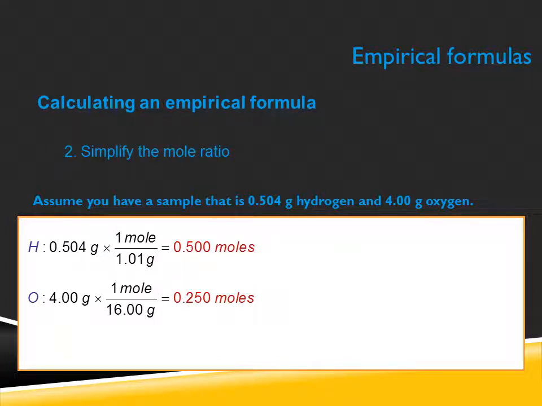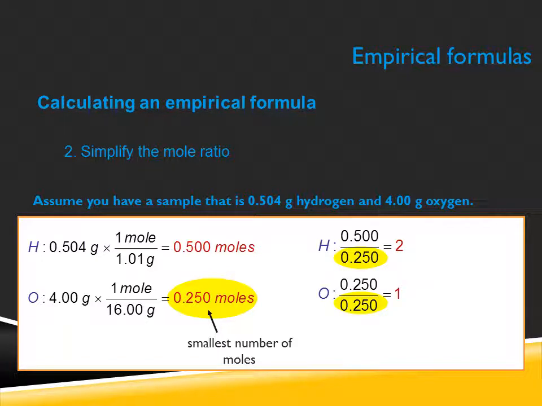Now that we have determined the number of moles for each element, we have to determine the smallest number. And in this case, the smallest number is 0.250 moles, and that's the mole amount for oxygen. We will use this number to simplify our mole ratio. So for hydrogen, you take 0.500 moles and divide it by the smallest number of moles, which is 0.250, and you get a ratio of 2. For oxygen, you divide 0.250 moles by the smallest number again, 0.250 divided by 0.250, which is 1.